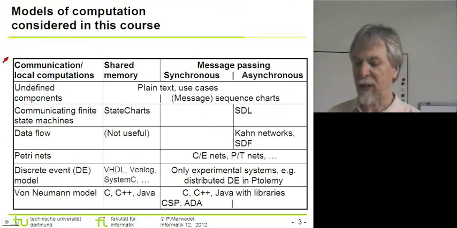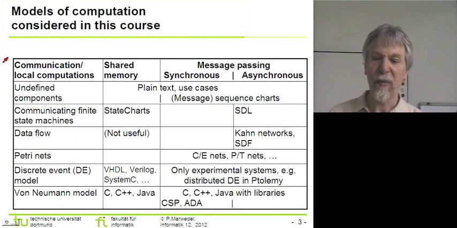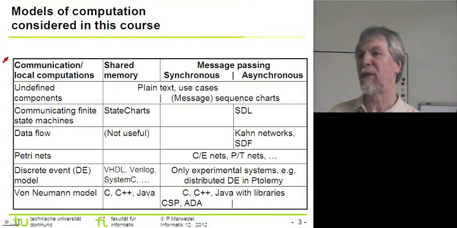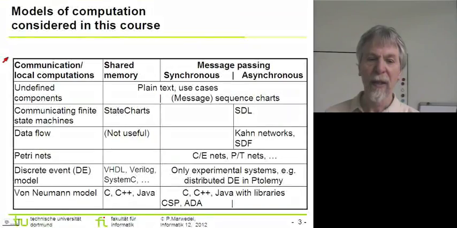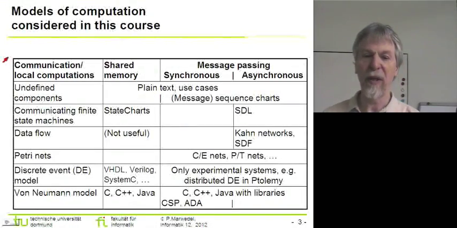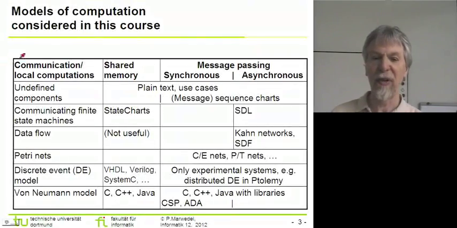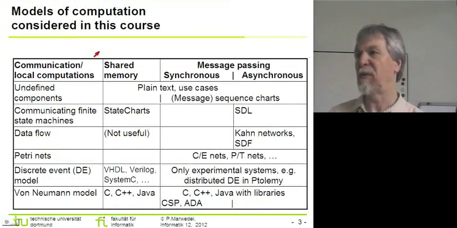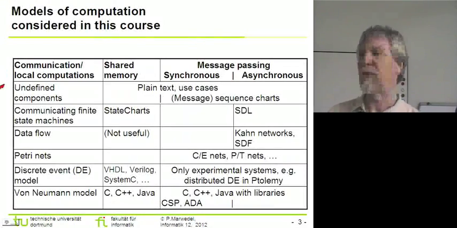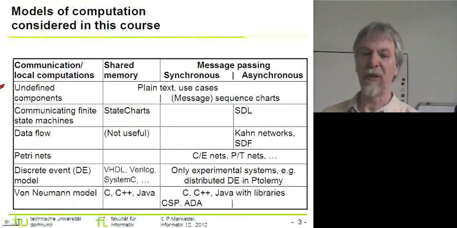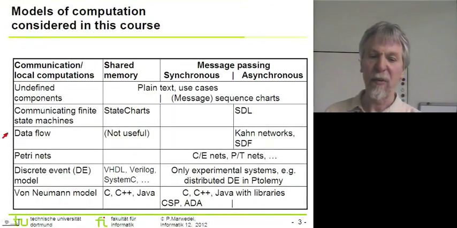Also during the last lecture I came up with this table which classifies the different models that we're going to discuss in this second chapter of the course. And I think you may be remembering that there are two dimensions in this table. In one dimension we have the communication method that we're using, and in the other dimension we have the method that we are using for describing the computation in these different components.